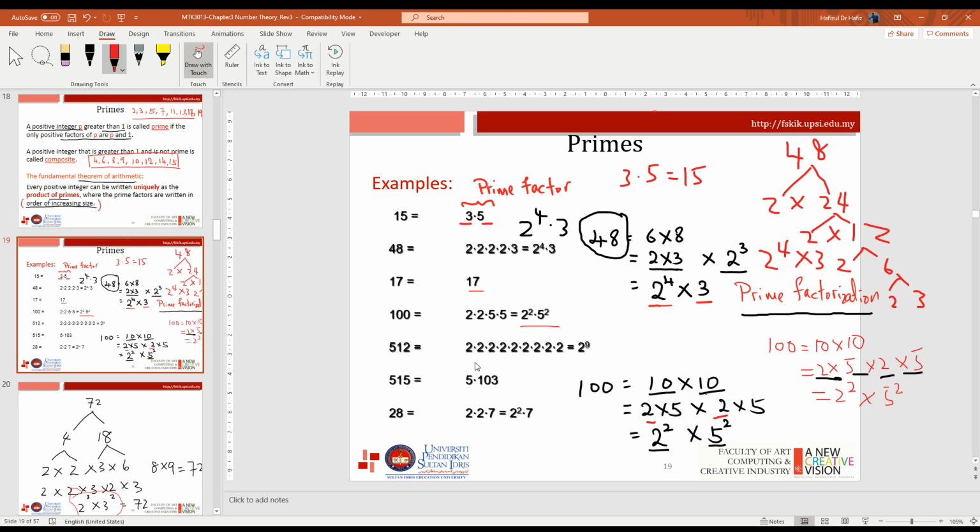Same goes to 512. We have 2 power of 9 is equivalent to 512. If the question asks you to list out the prime factorization, you need to list out in order of increasing size.